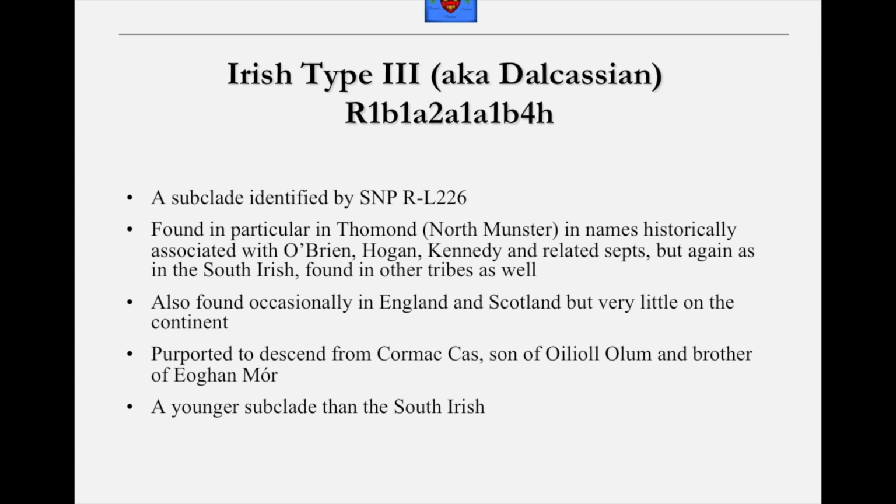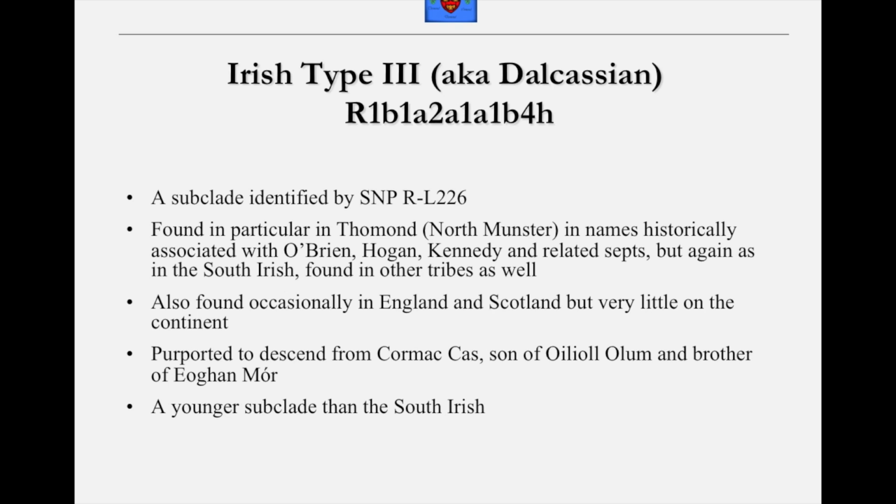The second one, Irish type 3, which is also known as Dalcassian, is associated with the O'Briens, Hogans, Kennedys, and relates to Brian Boru. But it's also found in a lot of other names. It is particularly prevalent in Clare and Limerick, North Munster, or Thomond. Again, it's occasionally found in England and Scotland, but very little on the continent. And this is purported to descend from Cormac Cas.